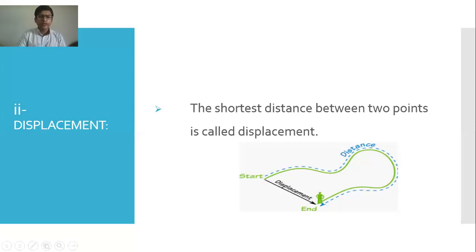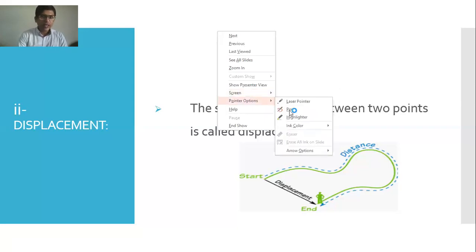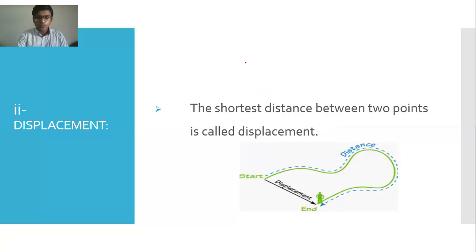Further, if I explain in simple words, displacement is how much we have been displaced. Displaced means how much we have translated from one point to another. For example, there is a case where I have covered some distance, but my displacement is zero. How? For example, if I show you through the pointer, I have moved from here, then I move here, then I move downwards, then I return back to the initial position.